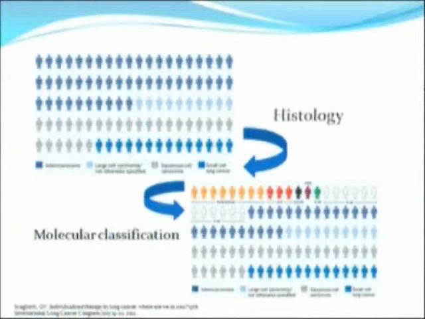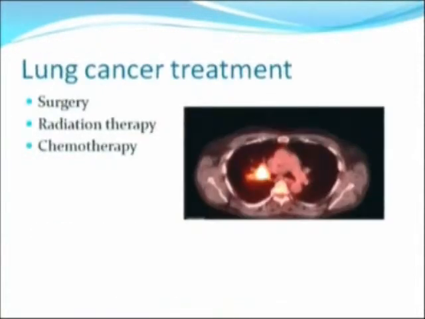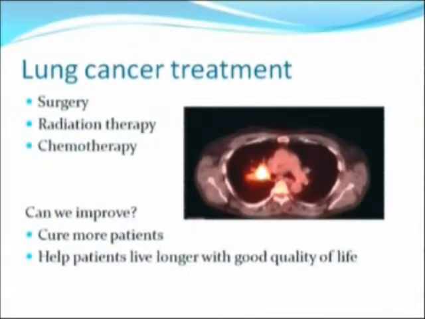So how do we make this change? And again, does it matter? Is it relevant to us? How do we change from this purely histological classification to our molecular stratification? So let's think about lung cancer treatment. Our treatments at the moment are generally surgery for early stage disease, as you know, radiation therapy and chemotherapy in various combinations. But how can we improve? How can we cure more patients? How can we help patients live longer with a better quality of life with advanced disease? These are the challenges facing us today.